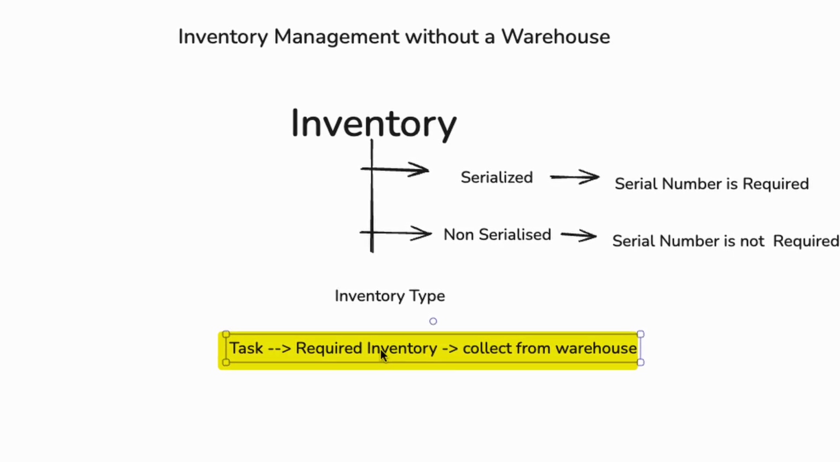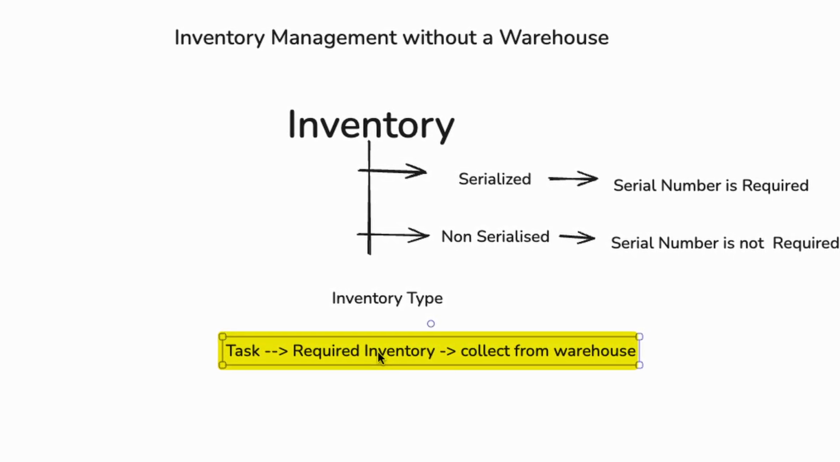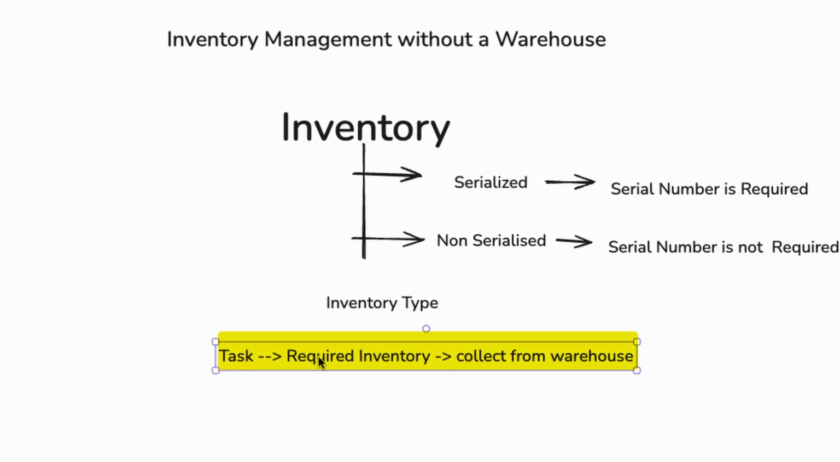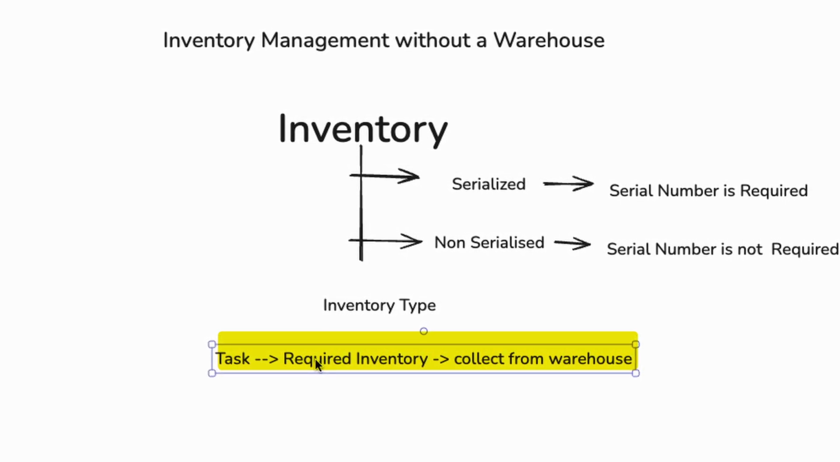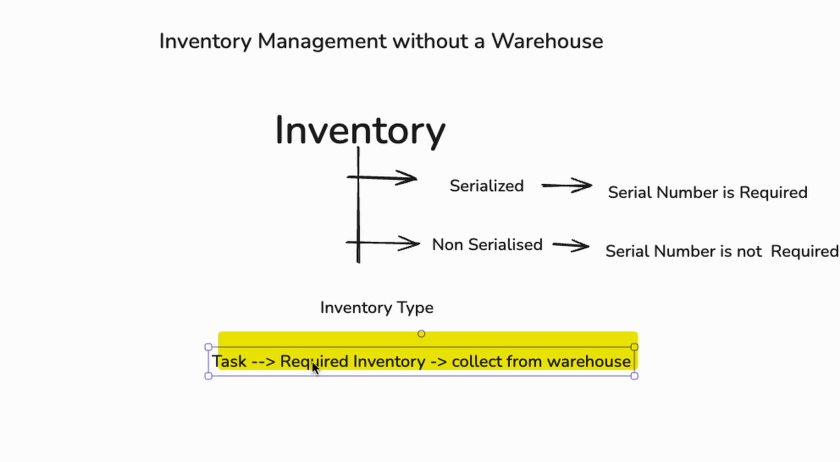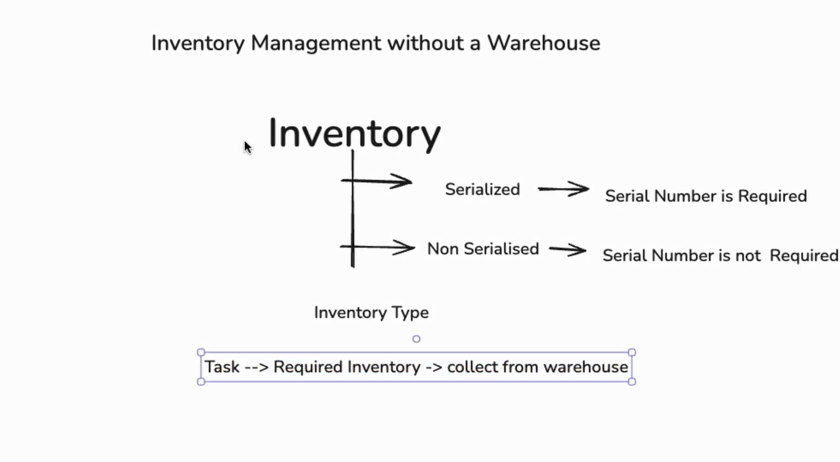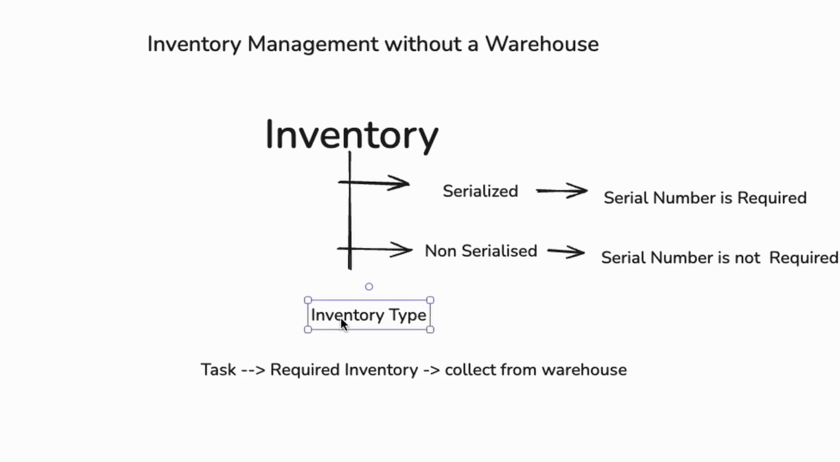A task may have required inventory. Some tasks may require a specific inventory to perform the task. So the technician has to collect inventory from the warehouse before he starts travel. Now let's see how to define inventory type.